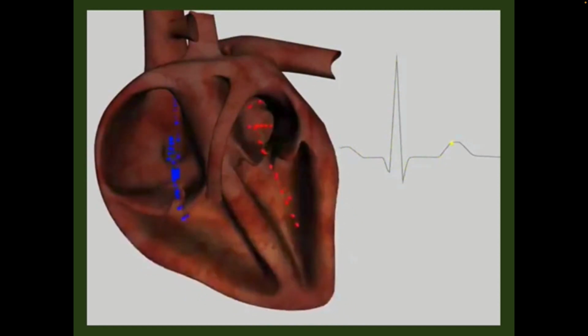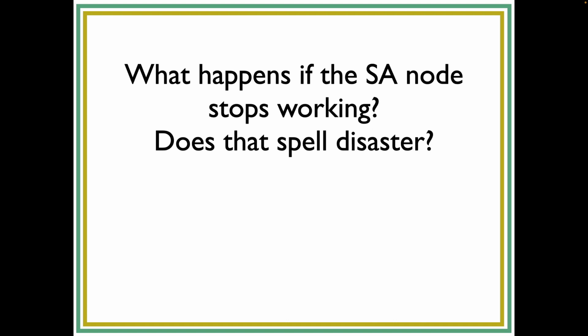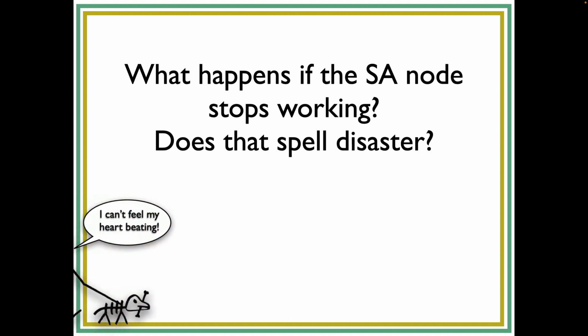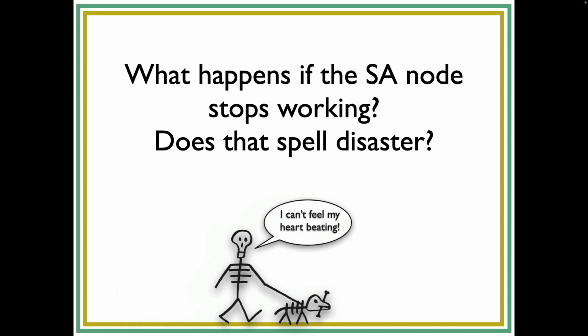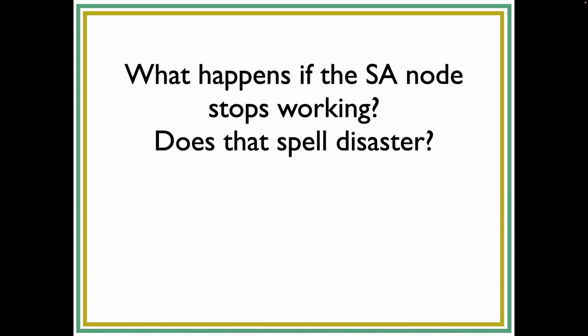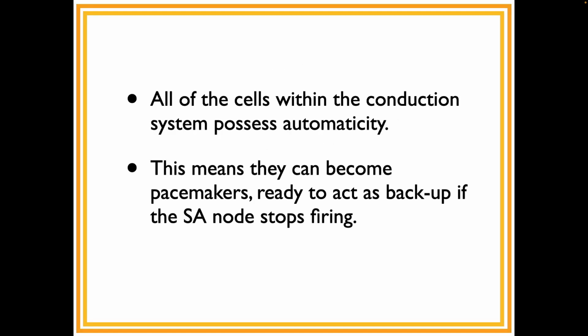Okay. Now, we said that all of this occurs because of the SA node. What happens if the SA node stops working? Is that it? Okay, why not, Andrew? The other cells kind of act as a backup. Yeah, exactly. Okay. So actually, all of the cells within the conduction system possess automaticity.